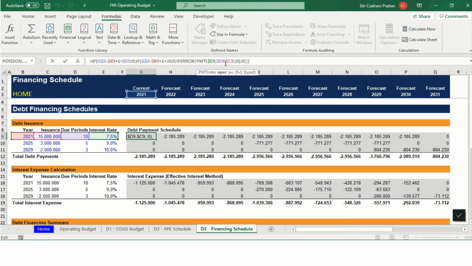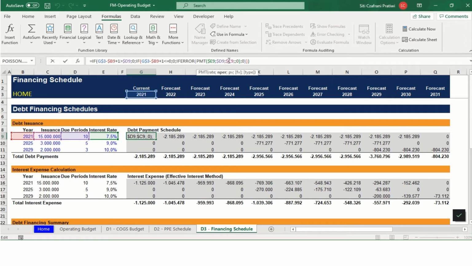The D9 here is the due period, or nper, the number of periods, which is the due period for the first loan. It is in cell D9, and similar to E9, we also want to use the 10 years due period for year 2021. So we lock the column here, we lock D. However, we want to make it flexible if we drag it down, so we do not provide a dollar sign in front of the numerical.